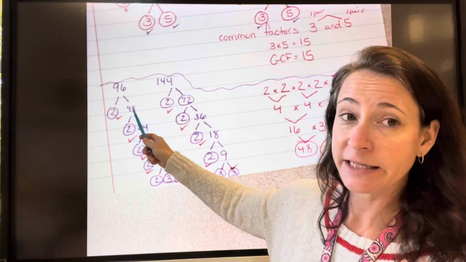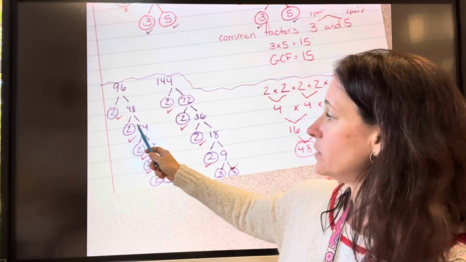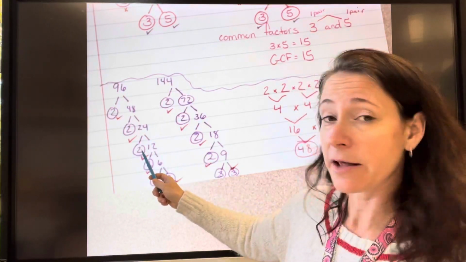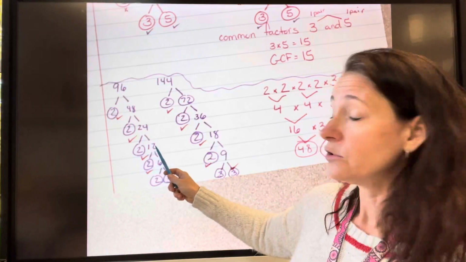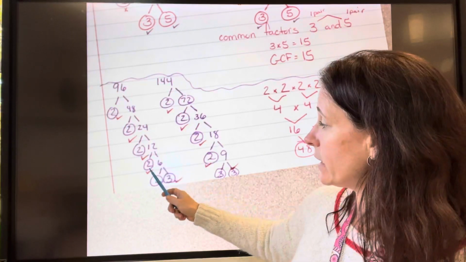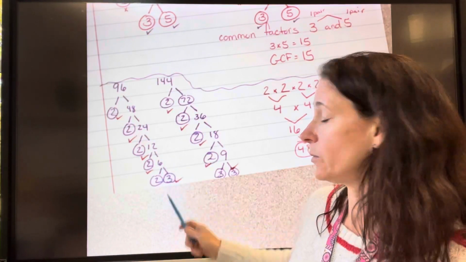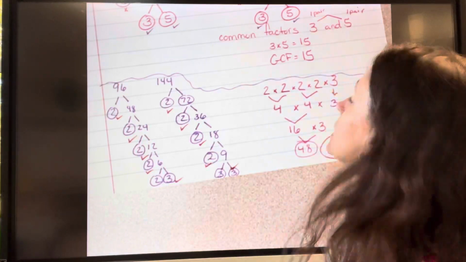And again, 48 is even, so I pulled out another 2, another prime 2. 2 times 24. 24 is even again, so I pulled out yet another 2. And 2 times 12 got me that 24. 12 again, even, pulled it out again. 2 times 6. 6 again, even, pulled out another 2. And 2 times 3. Finally got to my last prime numbers.